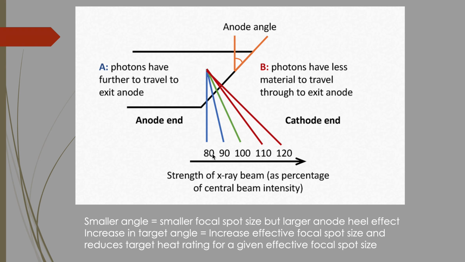So at the anode end, the X-ray intensity is less. Sorry, not exactly the energy. It's the intensity of the X-ray beam that is less at the anode end, and towards the cathode end, the intensity of the X-ray beam is highest.